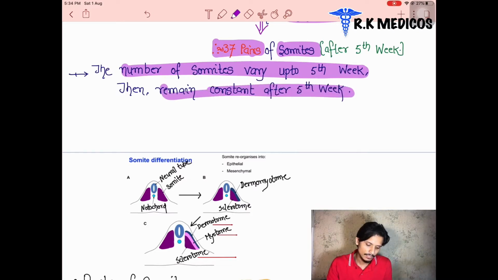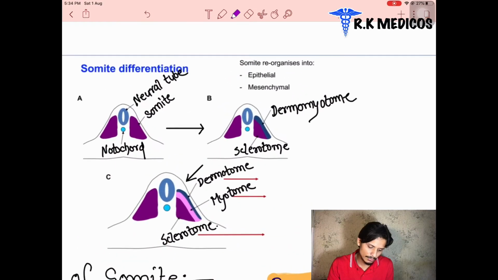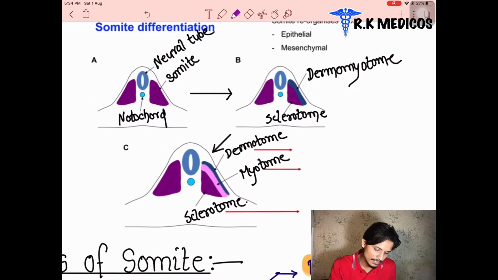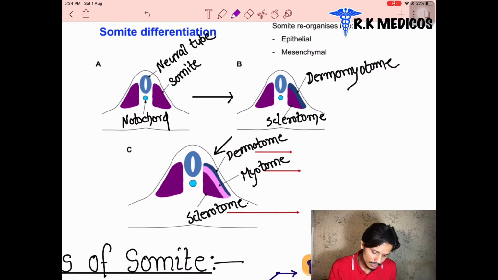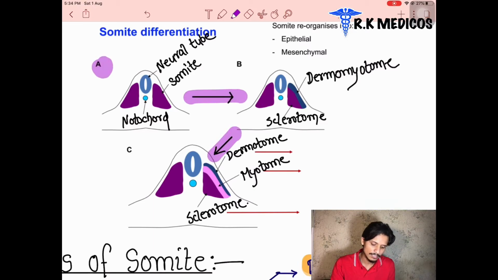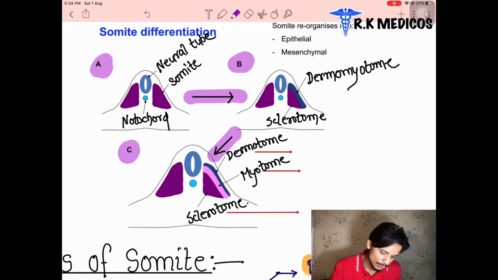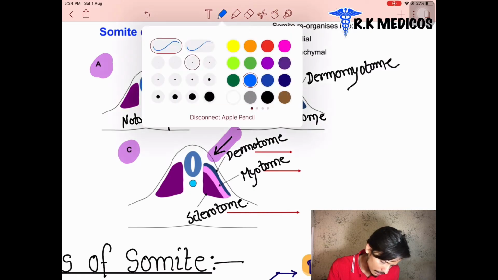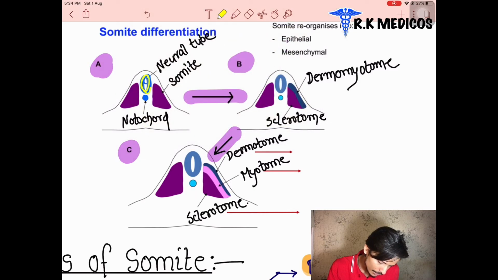Now you can see there are some structures we are going to discuss here. Somite differentiation, and here is the sequence. First they are going to develop A, then B, then C. So you can see the A structures. This is the notochord here. This is the neural tube here. Let me take some other color. Here the neural tube, here the notochord, and this is the somite here. This whole structure is the somite. So you can see the somite.